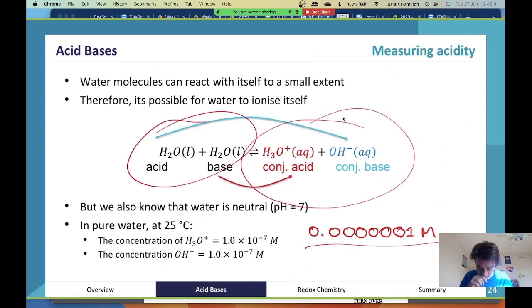And now what's really cool here is that you just choose one of the waters to be the acid, one to be the base, and then you say, all right, that's its conjugate acid, that's its conjugate base. And that's how we look at our conjugate acids and our conjugate bases with water.